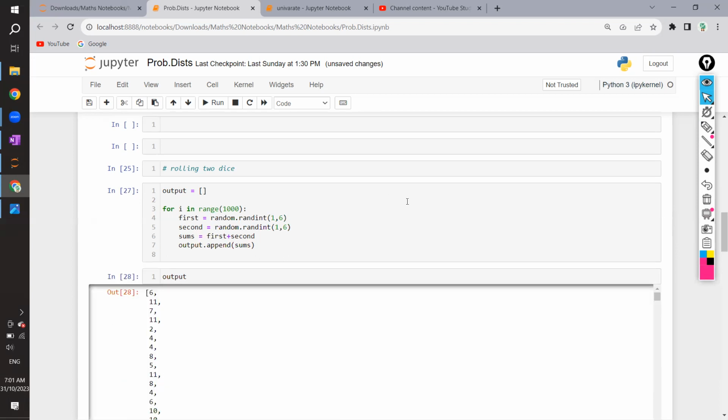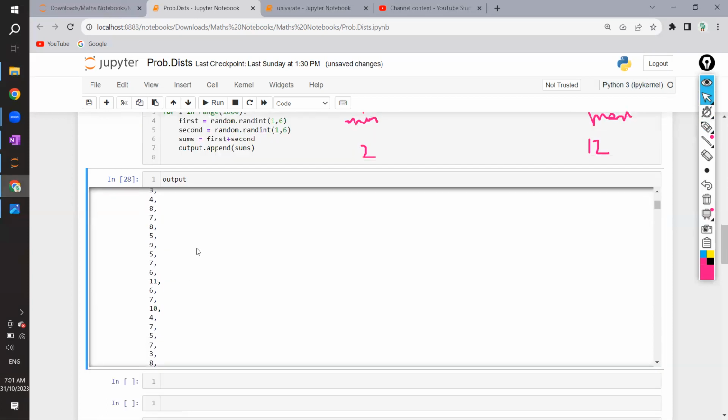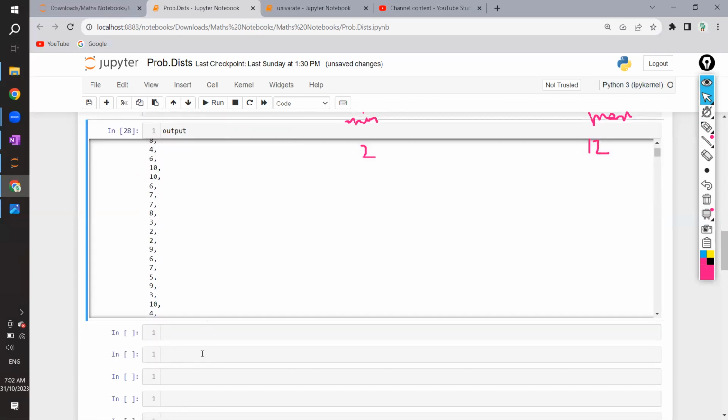See guys, now what is the maximum value of the sum of two numbers when you're rolling a die? 12. Okay, 6 plus 6, 12, this is the max. What is the minimum value? 2. Okay, so that's why you see any value over here. So this is the sum. You will find maximum 12, minimum 2, and nothing above or below those two values. Okay, output is what you got.